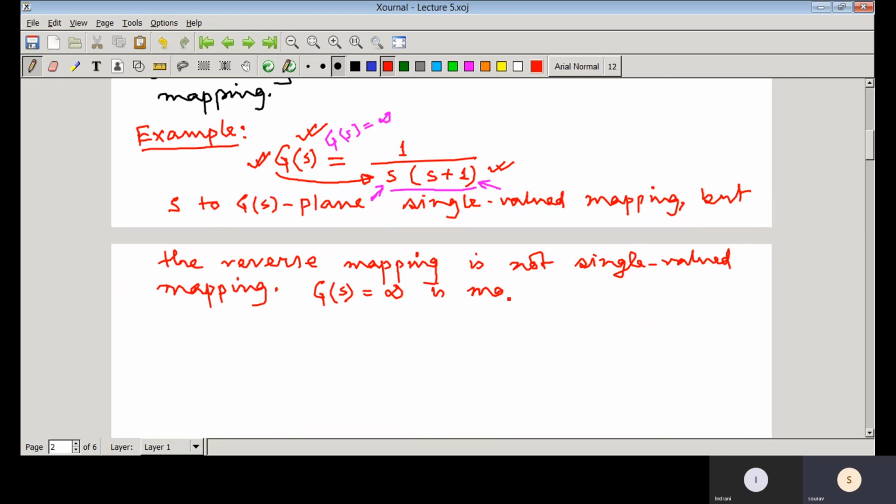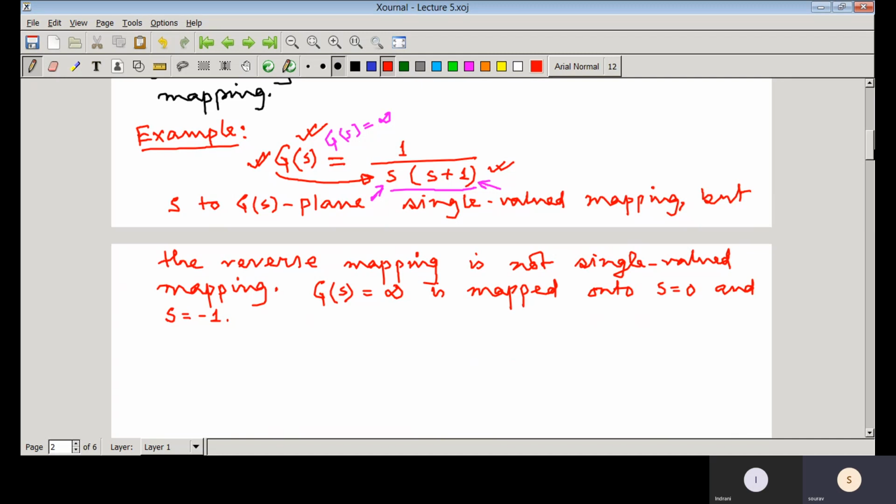is mapped onto s equal to 0 and s equal to -1. So from this example, you can understand what is called single valued function and what is one-to-one mapping. So it is not one-to-one mapping, because from S plane to GS plane, it is single valued mapping, but in the reverse case, that means mapping from GS to S is not a single valued function.